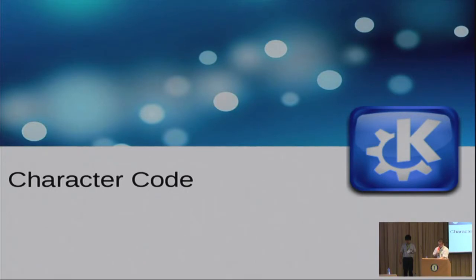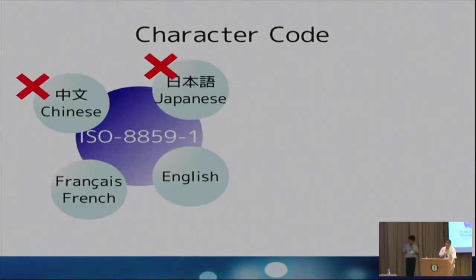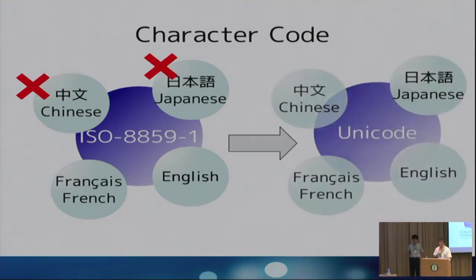The first topic is character code. We have to express characters as data, and we have to process various kinds of languages and many characters. This was a big problem in old applications. For example, American and European languages can be expressed with Latin 1, but Chinese, Korean, Japanese, and many other languages cannot be expressed with it. Today, this problem is solved by using Unicode.